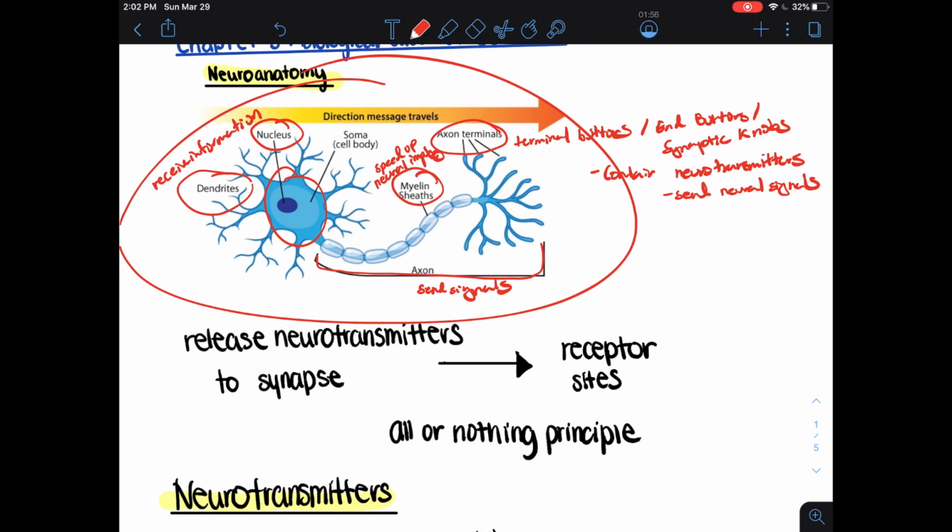And then between each terminal and your dendrite on another cell, you have this gap, which we call the synapse. And it is across this where we send our neurotransmitters. So this area on the dendrite that is receiving the neurotransmitter, it is called the receptor site because it is receiving.